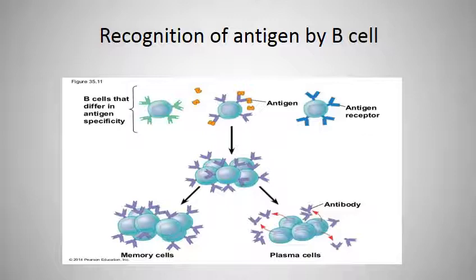Once the antigen binds to the antigen receptor, the B cells proliferate to form a clone. Some of them form effector cells. The effector form of the B cells are the plasma cells, which secrete the antibodies, which can go and bind to the antigen. Or some of the cells in the clone can produce memory cells, which are long-lived cells, which can produce a stronger immune response at a later time if the same antigen is confronted. Okay.